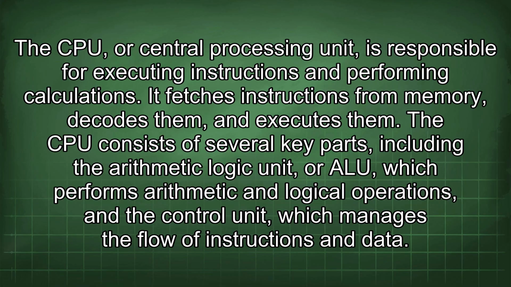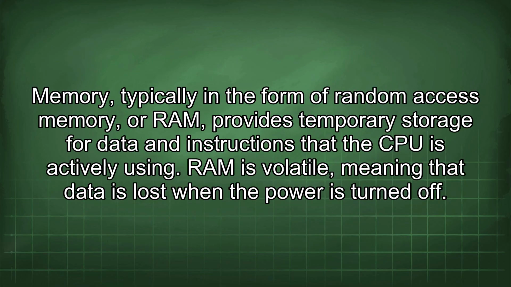The CPU consists of several key parts, including the arithmetic logic unit, or ALU, which performs arithmetic and logical operations, and the controller unit, which manages the flow of instructions and data. Memory, typically in the form of random access memory, or RAM, provides temporary storage for data and instructions that the CPU is actively using. RAM is volatile, meaning that data is lost when the power is turned off.